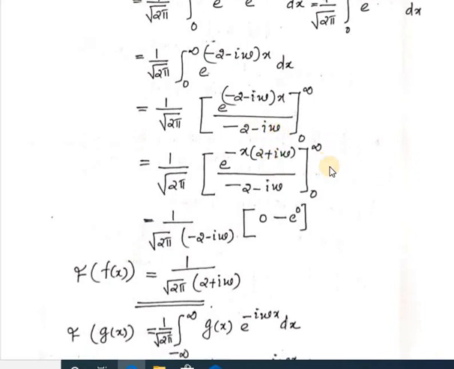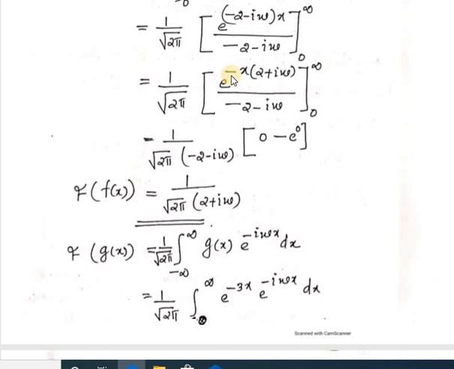Now apply the upper limit infinity. When we apply the upper limit infinity, it becomes e raised to minus infinity, and we know that e raised to minus infinity is 0. And when we apply the lower limit, it becomes e raised to 0, and we can take this term outside, that is minus (2 plus i omega). Now we can take the minus common from here, and there is a minus in the numerator, so it becomes plus. So the answer is 1 by root 2 pi times 1 by (2 plus i omega).